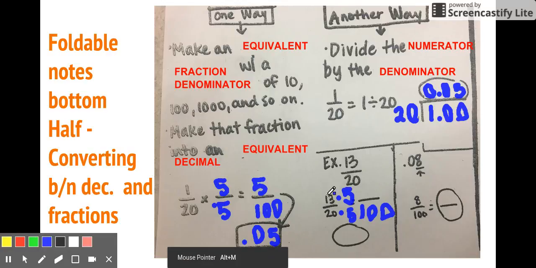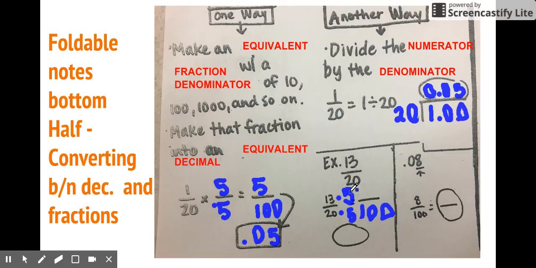So right here we have the example 13 over 20. And if we want to do it this way over here where we make it into an equivalent fraction, you should see that 20 goes into 100. We just did it over here. So 20 times 5 is 100. 13 times 5 would be 65. So your answer for turning 13 over 20 into a decimal would be 0.65.